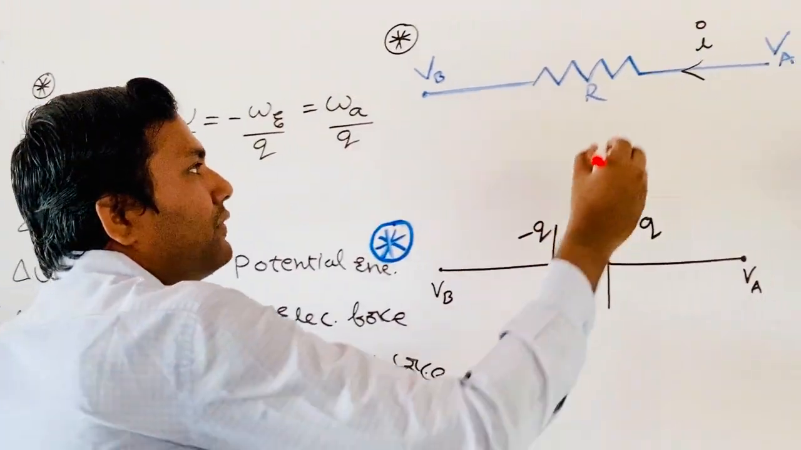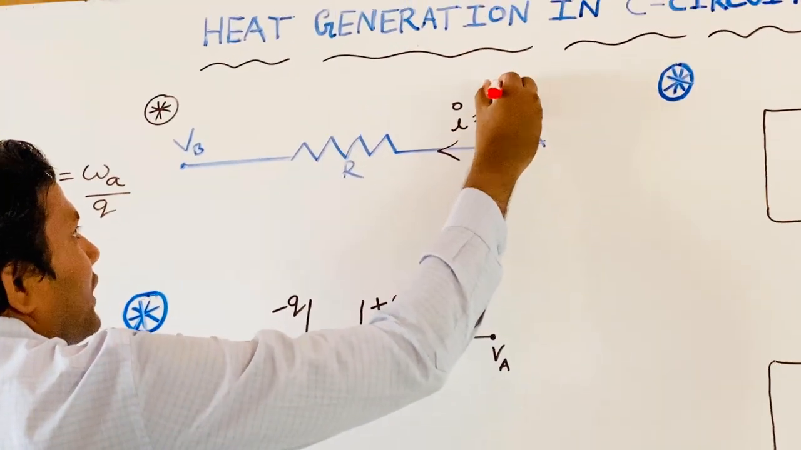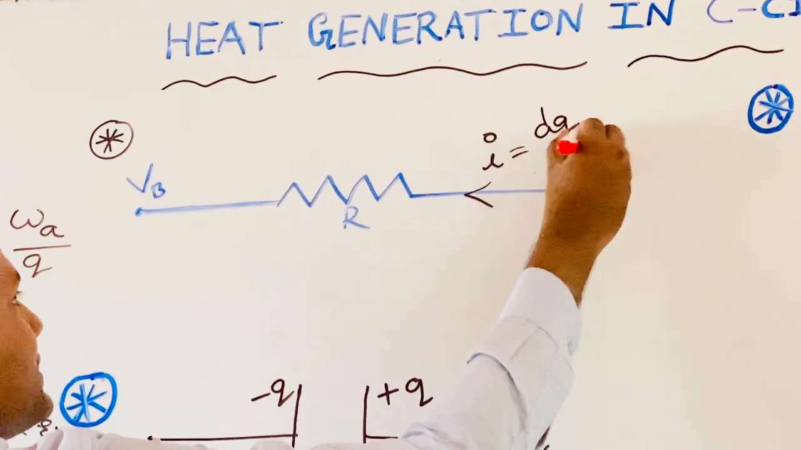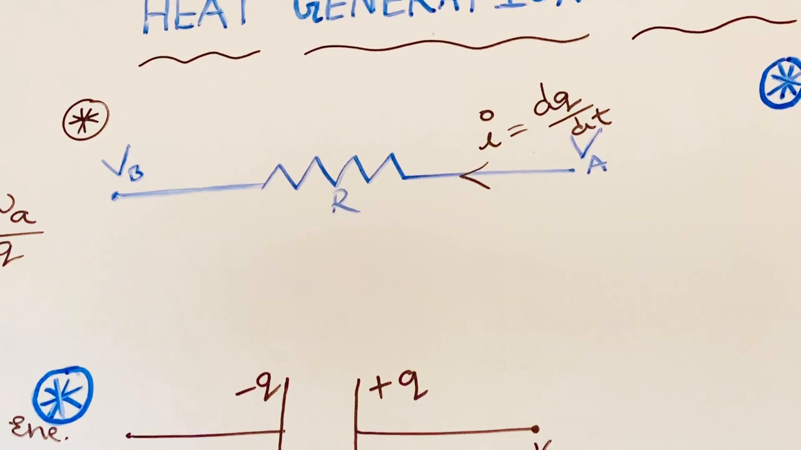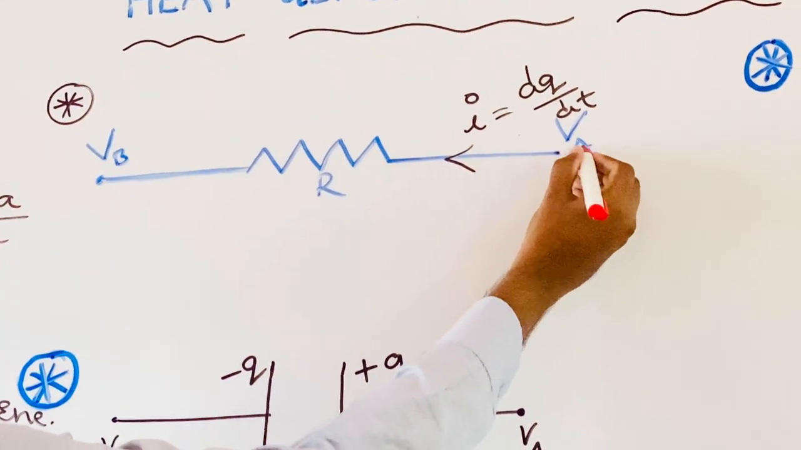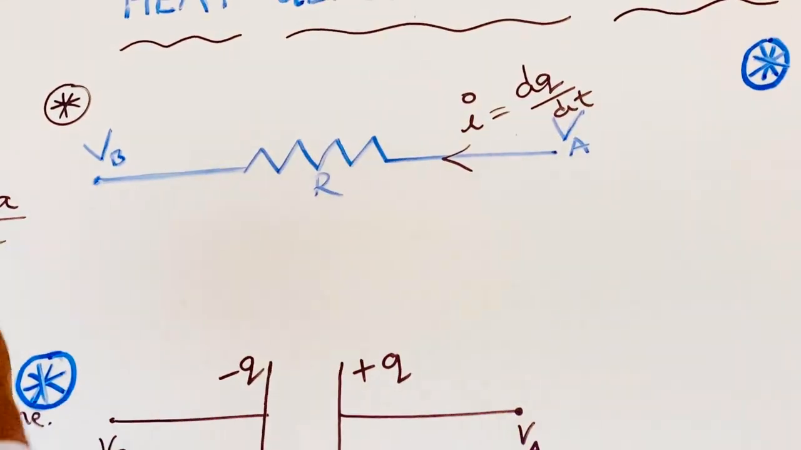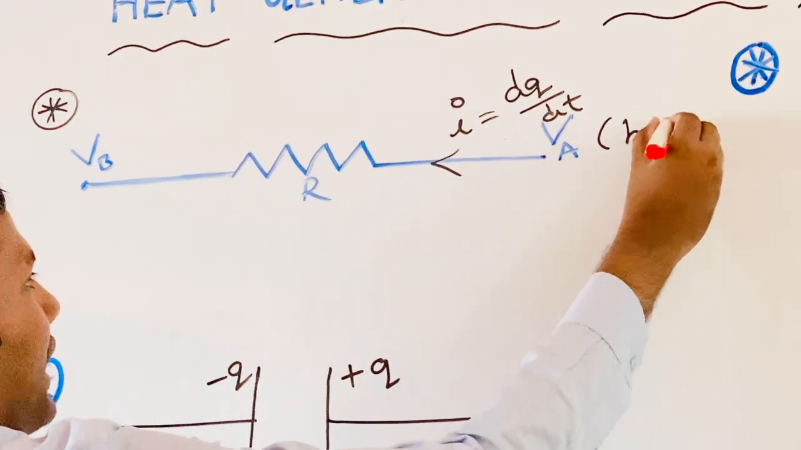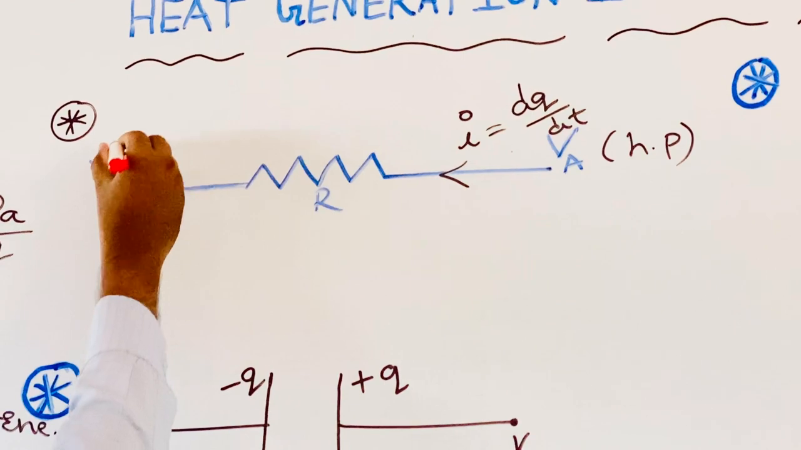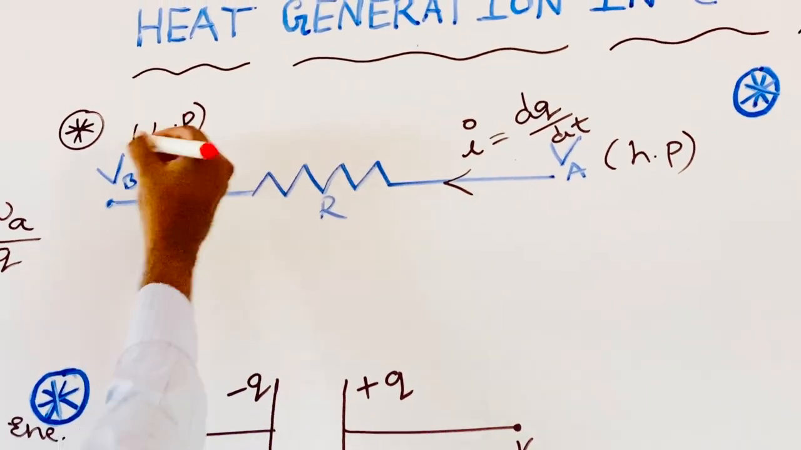Now in this case, suppose I am assuming dq amount of charge is flowing, so it will become dq by dt. Current always flows from higher potential Va to lower potential Vb. Va indicates higher potential, Vb indicates lower potential.